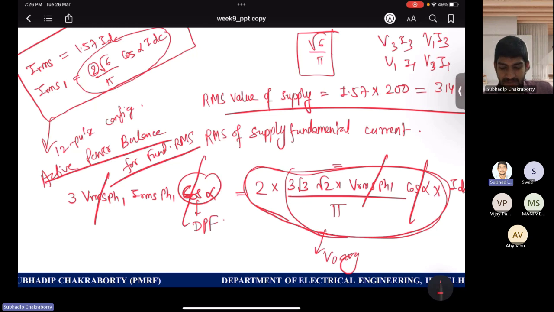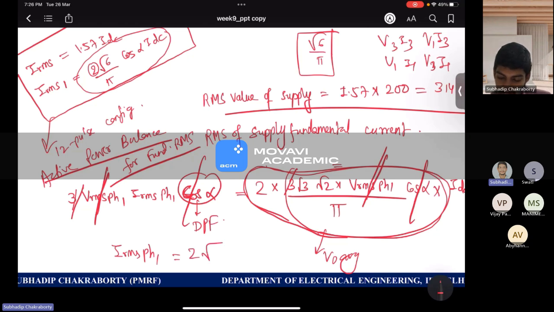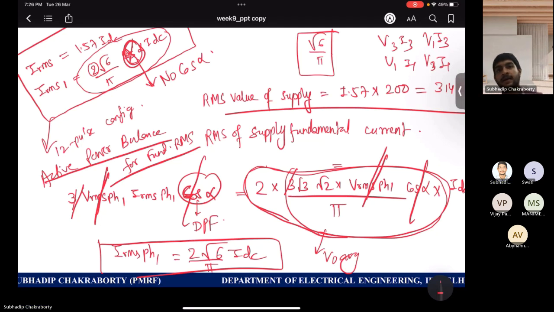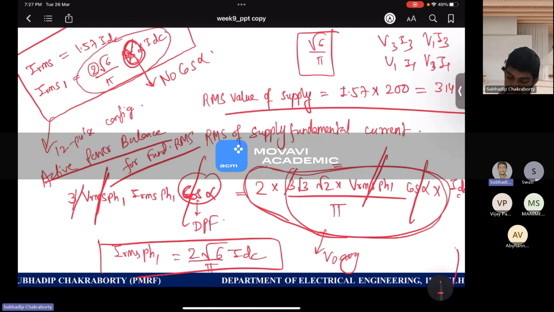So now you see this 3 and 3 also going out. So IRMS phase 1, or phase fundamental, is nothing but 2√6 by pi into IDC. So no cos alpha. Understood? Please note it down. So now you have the two formulas. Up to this is done, right? So this is IDC.